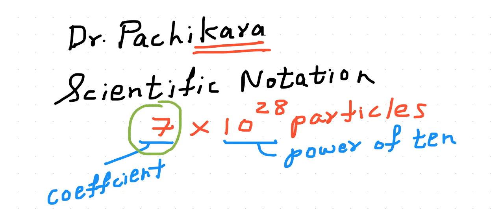This part has to be between 1 and 10. Okay, you can have 2.5, 2.7, 8. You can't have 10 in that place. It has to be a number between 1 and 10.